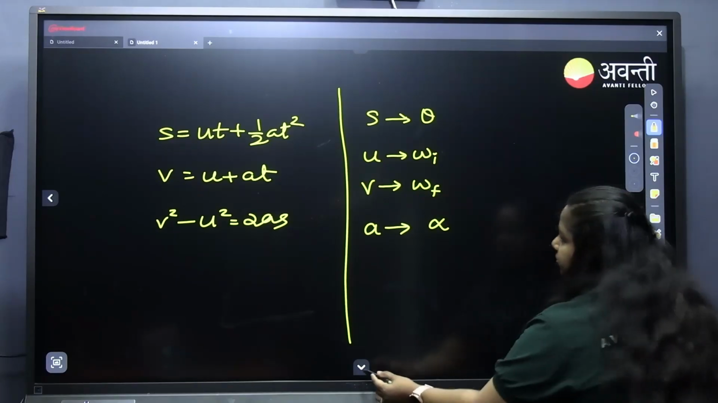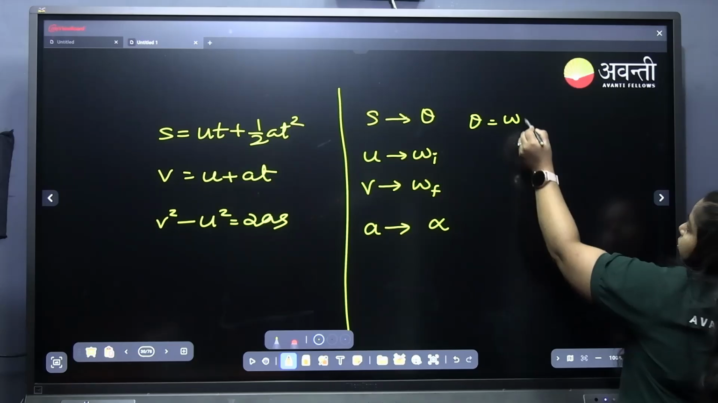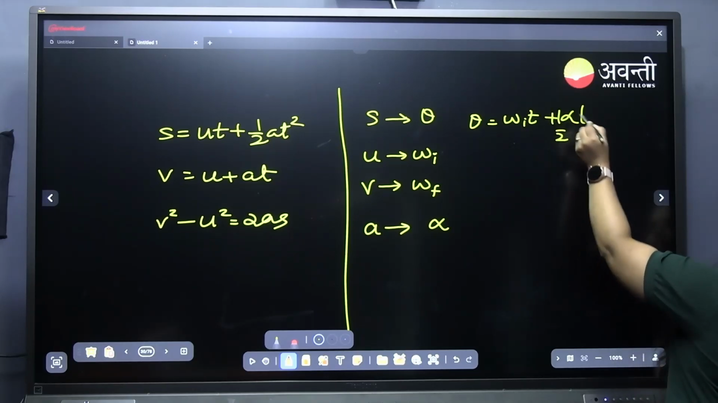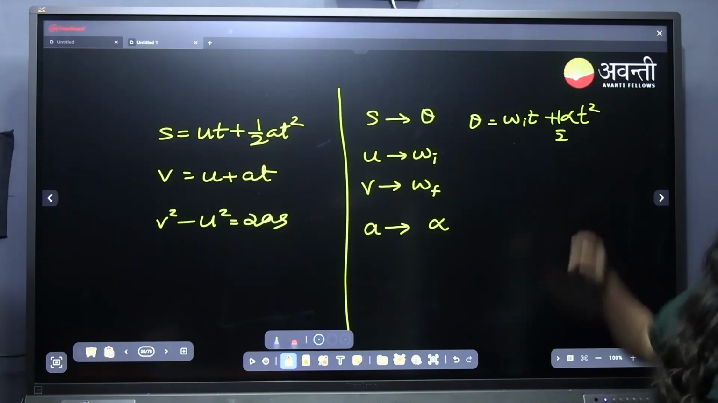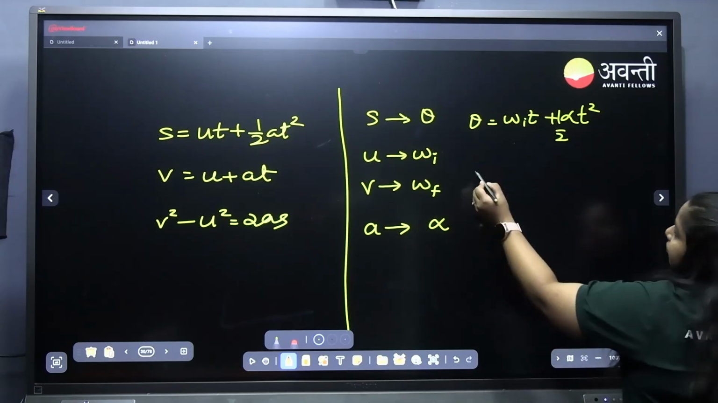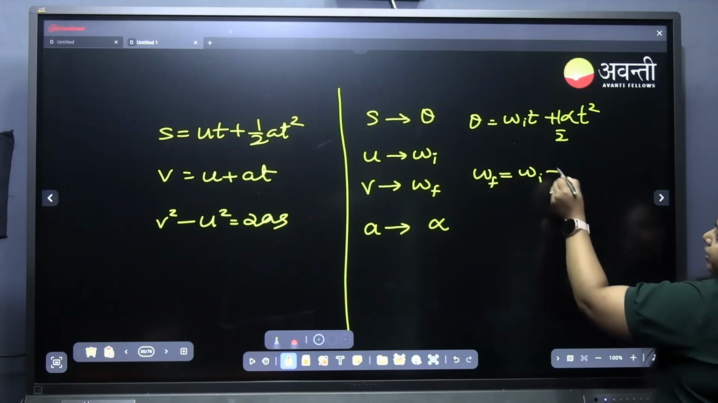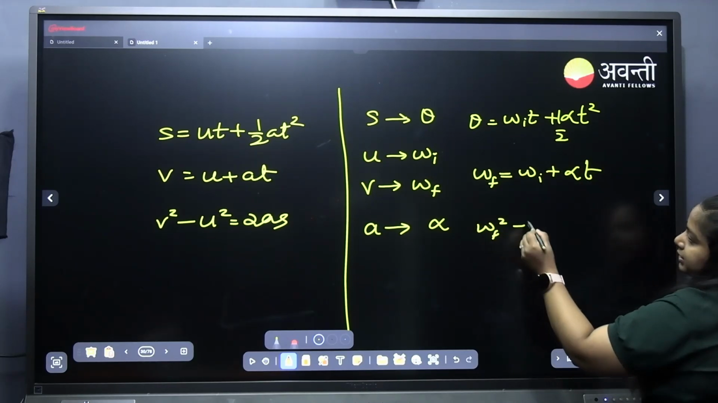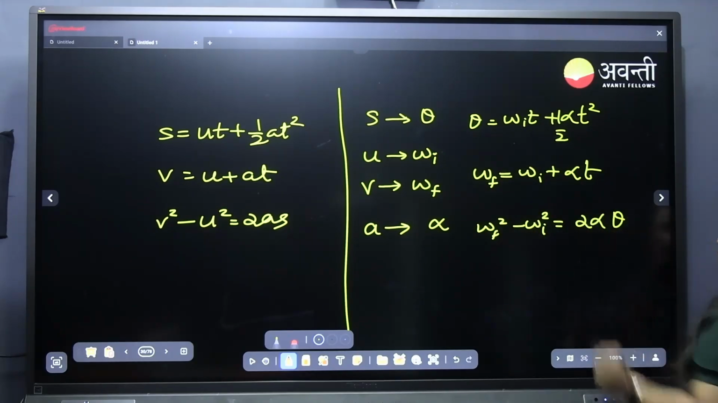Okay, so our equations will look like this. Theta equal to omega i t plus half alpha t square. I hope you remember this formula. Yesterday we did a question with this. Okay, and v equal to u plus at will become omega f equal to omega i plus alpha t. Then this is omega f square minus omega i square equal to 2 alpha theta.